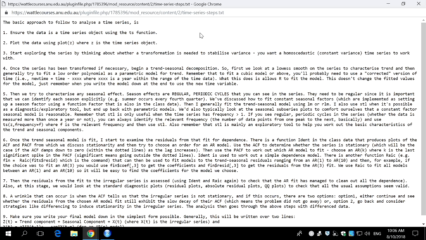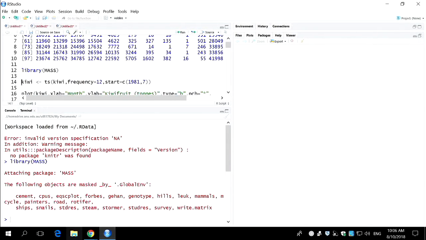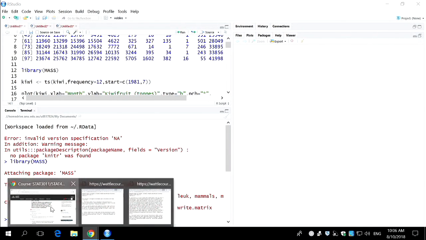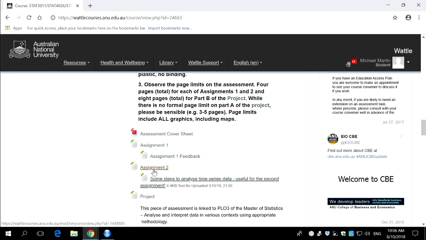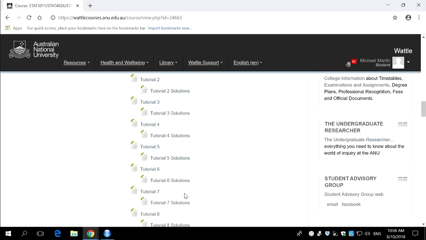Turn it into a time series, plot the data, transform, trend, seasonal, etc. I just put that up on Wattle, so I'll show you where that is. It's with the assignment, right under the assignment itself, okay? So if you didn't get those steps at the last lecture or you wanted to read through them again, they are right there. Hopefully that'll help people with the steps.